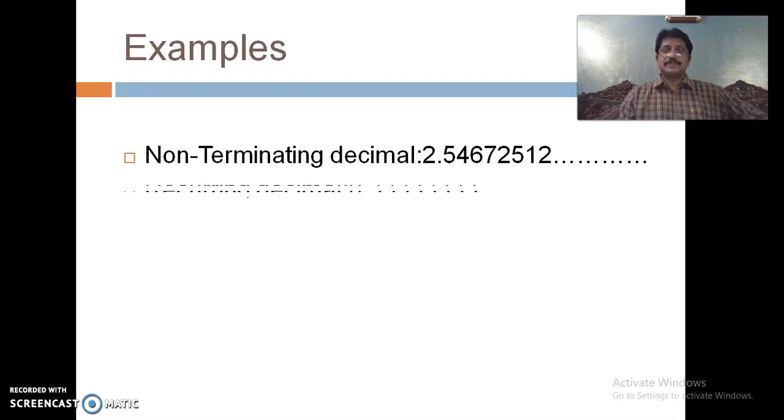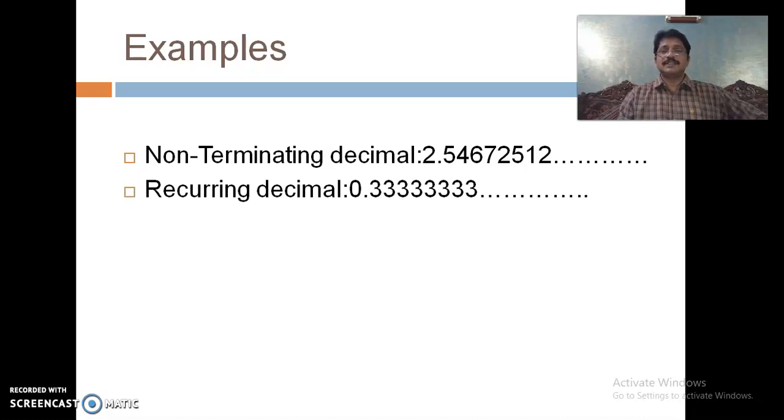Let us observe one more example, 0.33333. It is also non-terminating. But what is the specific thing here? A digit, that is 3, is continuously repeated. So that's the reason we call this kind of decimal a recurring decimal.